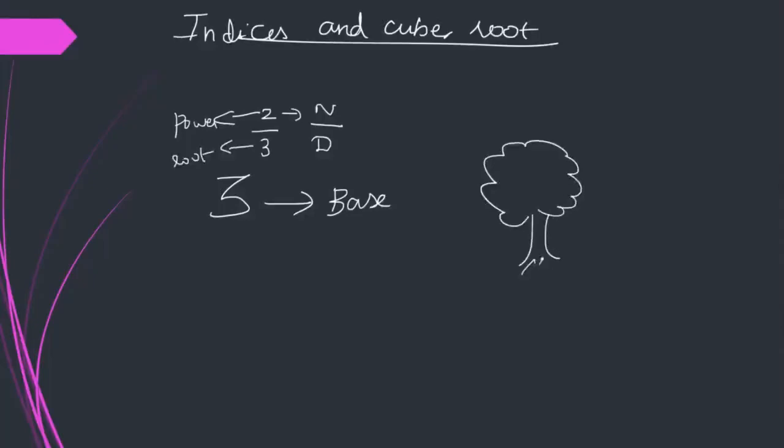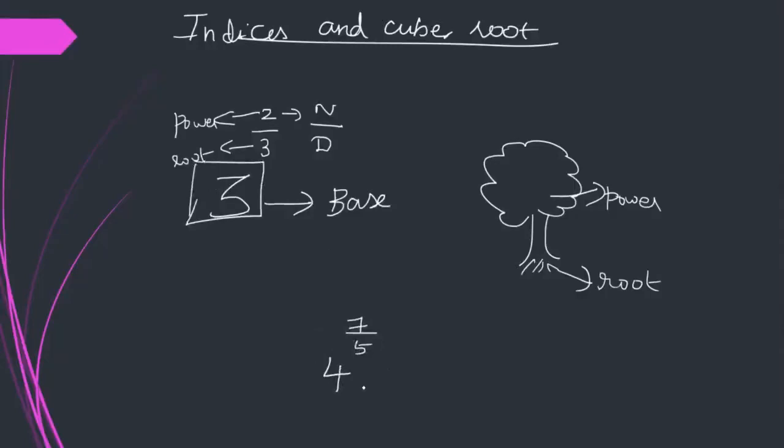So always root will be in the down, and the power is in the top. So here also the same condition: first power, then we will call 3 the root. So this 3 is nothing but a base value. Now, can you say what this is? 4 is nothing but a base, 7 is nothing but a power, and 5 is nothing but the root, right?